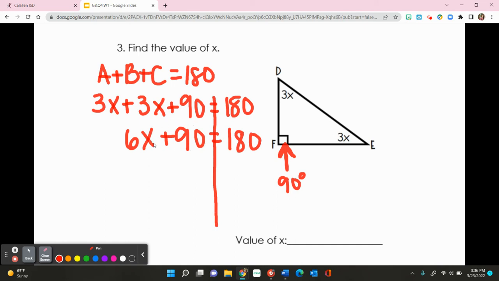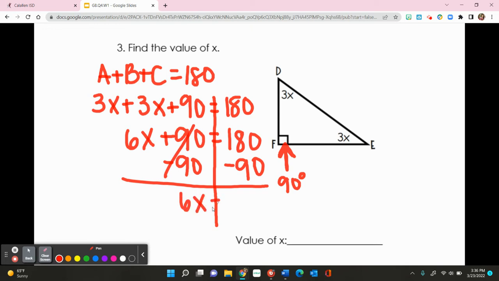Then I want to see what's being added or subtracted to x. Right now I have 90 being added, so I want to go ahead and do the opposite, and I'm going to subtract 90 to both sides. This cancels out. I'm left with 6x equals 180 minus 90, which is just 90.